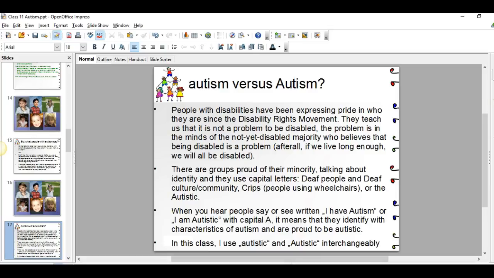Now, we can distinguish between autism with lowercase a and Autism with capital A. People with disabilities have been expressing pride in who they are since the disability rights movement. They teach us that it is not a problem to be disabled. The problem is in the minds of the non-disabled, not-yet-disabled majority, who believe that being disabled is a problem. But after all, if we live long enough, we will all be disabled.